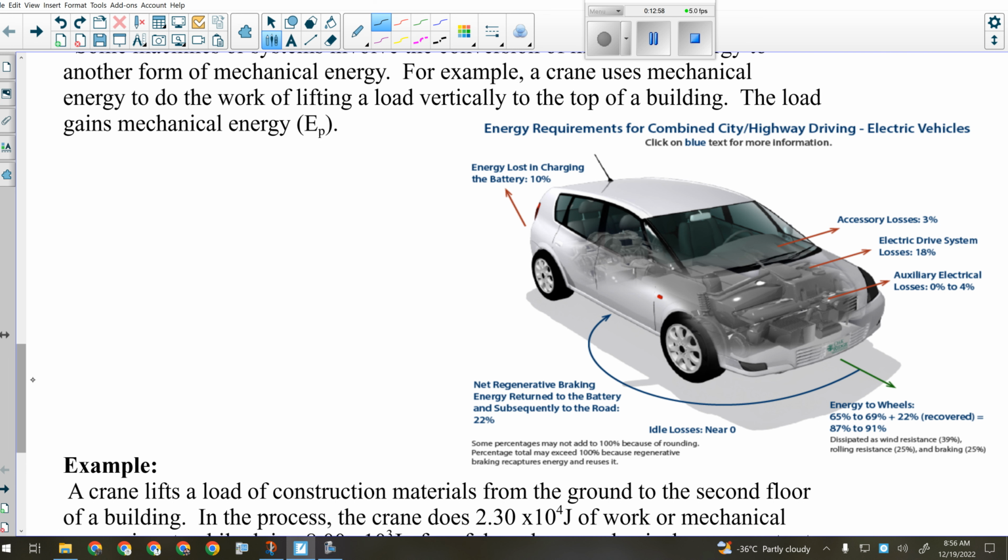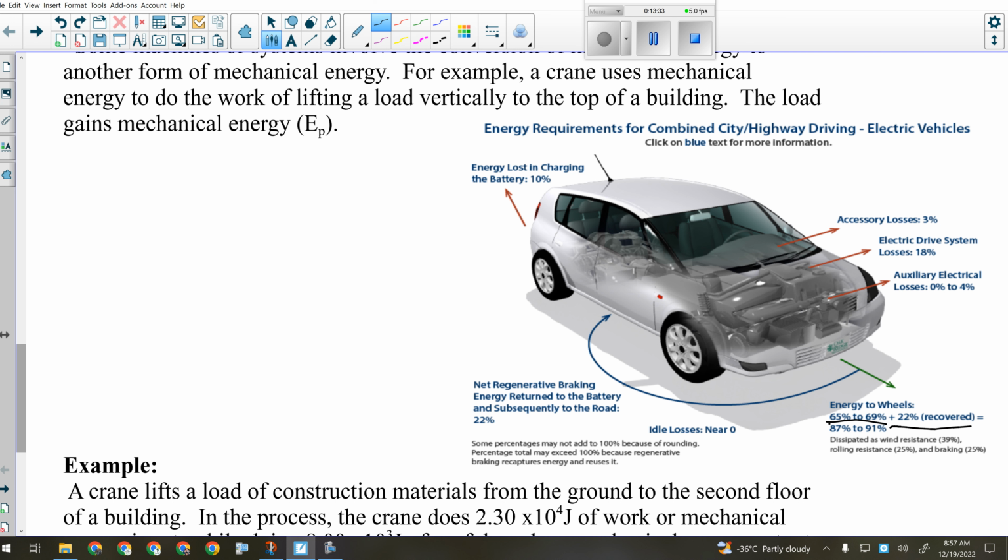Energy lost in charging the battery, 10%. There's always going to be some heat generated when you're charging the battery, about 10%. Accessory losses are still about the same, about 3%. Electric drive system losses, 18%. That's down from 68 to 72, so it's considerably less. You've got 4% auxiliary losses, but look at this, 65 to 69% energy to the wheels. That's like the flip of an internal combustion engine. It's the other way in an internal combustion engine.